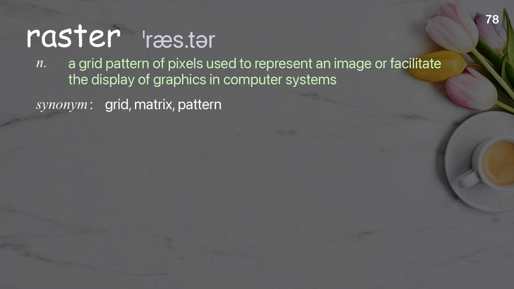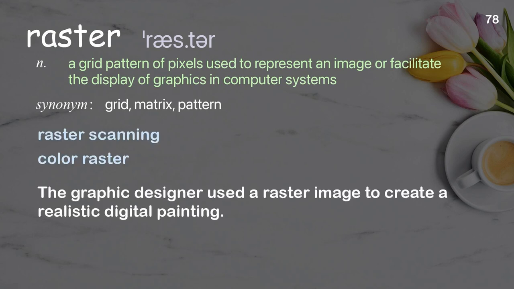Raster. A grid pattern of pixels used to represent an image or facilitate the display of graphics in computer systems. Examples: raster scanning, color raster. The graphic designer used a raster image to create a realistic digital painting.